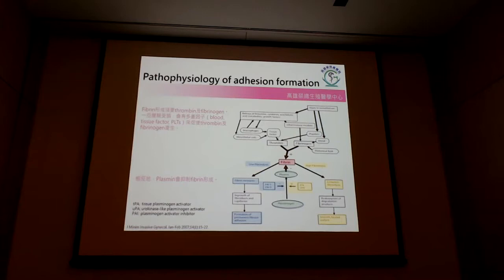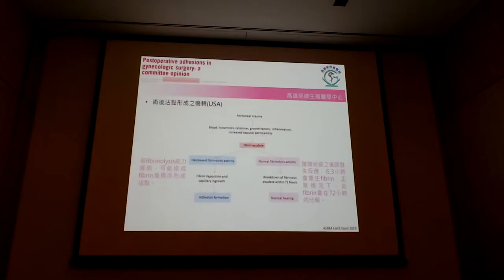Most fibrinous exudates are transient and are broken down by fibrinolysis within 72 hours. Trauma-induced local suppression of peritoneal fibrinolysis leads to early fibrinous adhesions. The invasion of fibroblasts and blood vessels soon follows, resulting in permanent adhesion.